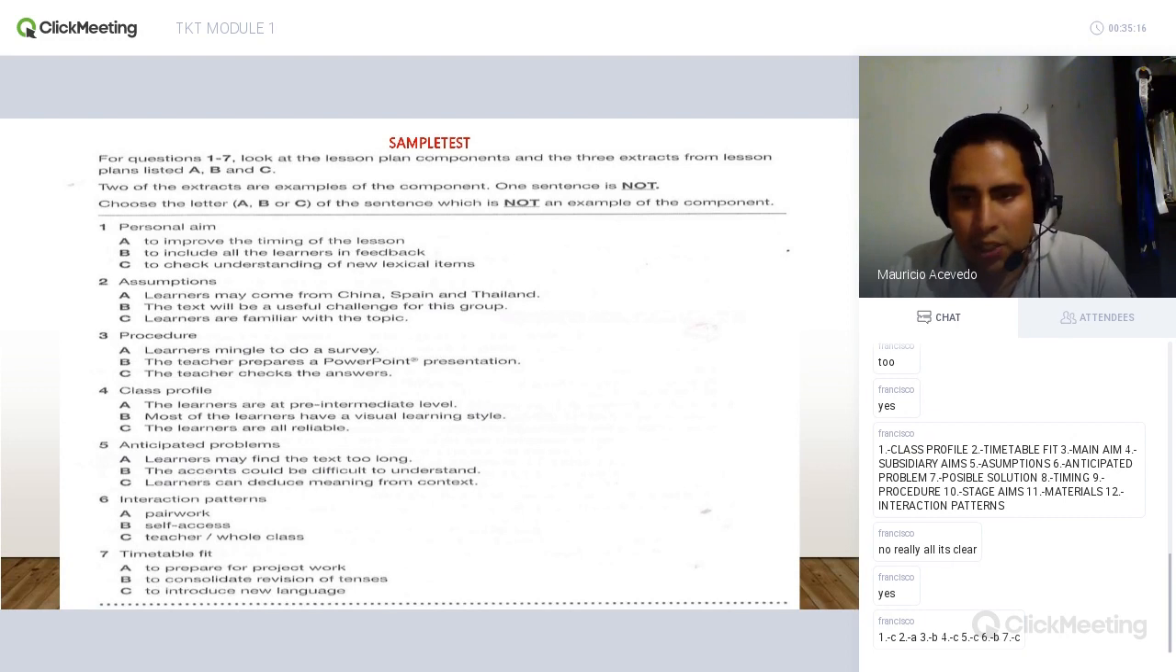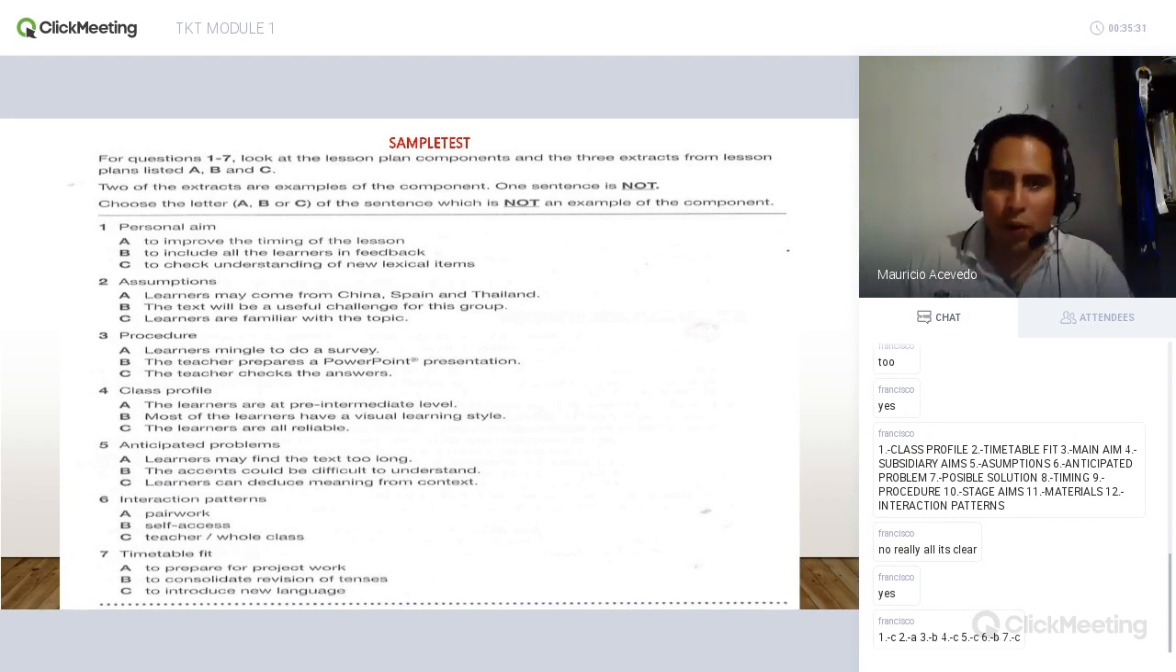Number six, interaction patterns. For you, it's B. Self access. Not right, because it's pair work or the manner you're going to be working. And timetable fit, it's C, to introduce a new language. Not exactly, because timetable fit is what you saw before, right?